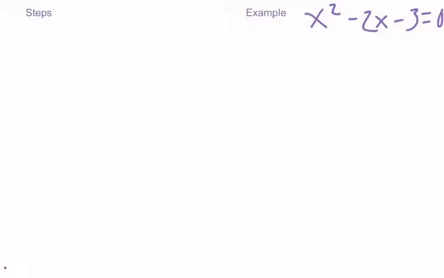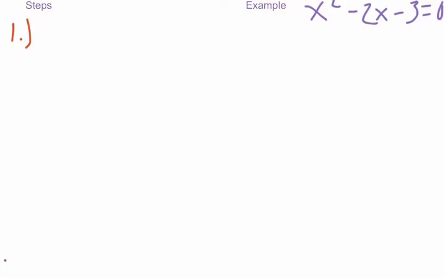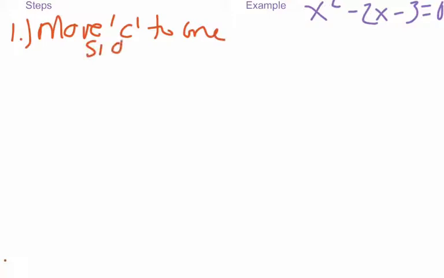So the first step is to move C to one side. Usually when we're solving a quadratic, we want to get a 0 on one side. That is how and why the zero product property works, and it is how the quadratic formula is set up as well. In completing the square, you actually want to get the C by itself on one side.